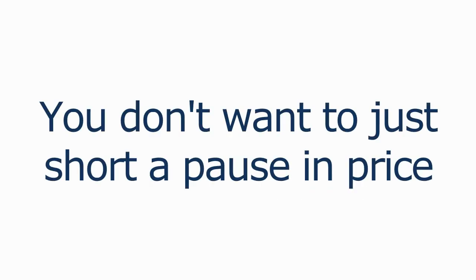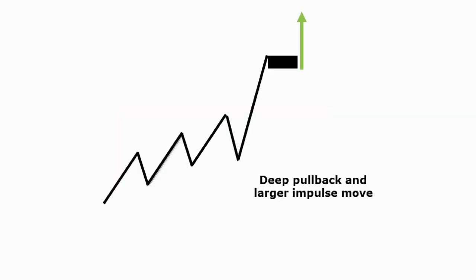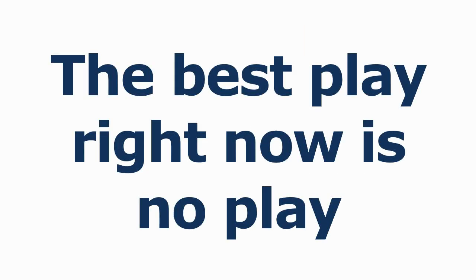You don't want to just short a pause in price, but you need to see further price action to show that the bulls have lost their steam. Now, oftentimes what can happen after these types of moves is price will just consolidate, as we see here in the graphic. It works off the overbought condition, and it starts to work its way in the direction of the trend again. So the best play right now is no play. And you probably would not want to trade the first pullback after this type of move due to the extreme state of the market at this point. So we need to see other things occur.